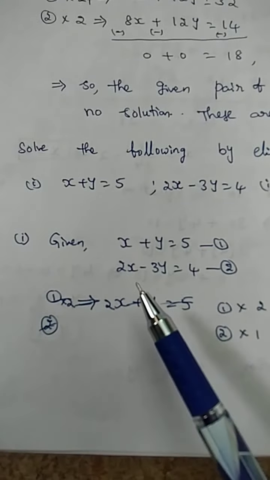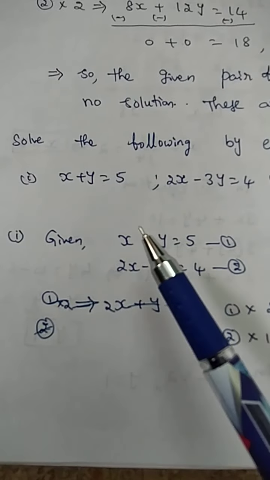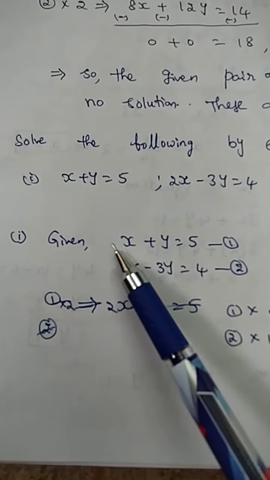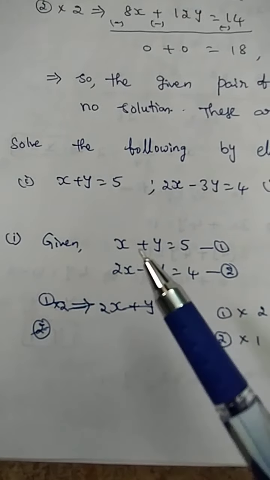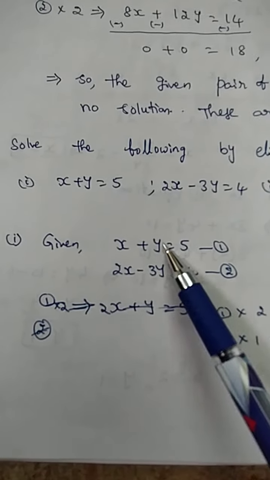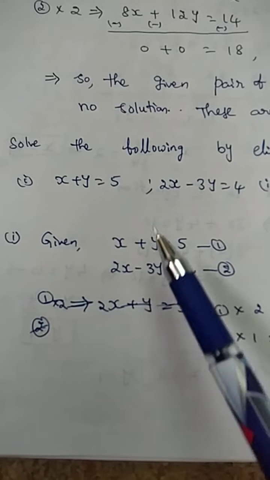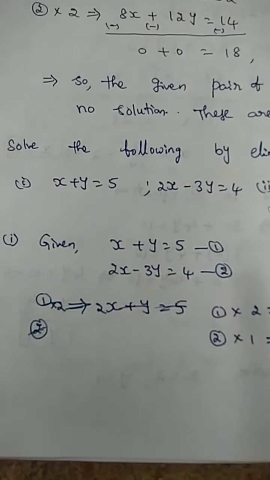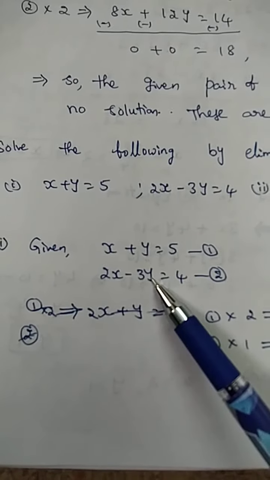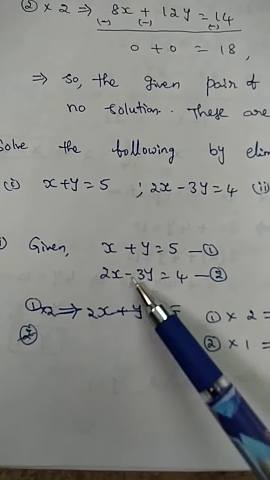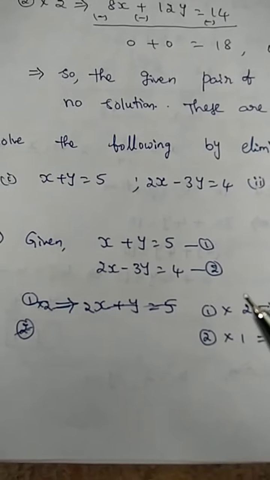What is it? We can observe the coefficients of the similar variables. Here they are 1 and 2. Both are not equal, nor additive inverses. Then coming to the other variable, we'll check it. The y coefficient is plus 1, the y coefficient is minus 3. Both are not the same, and not additive inverses. If it is plus 3 and minus 3, then automatically additive inverse. It is plus 1 and minus 3, so those are not additive inverse coefficients.